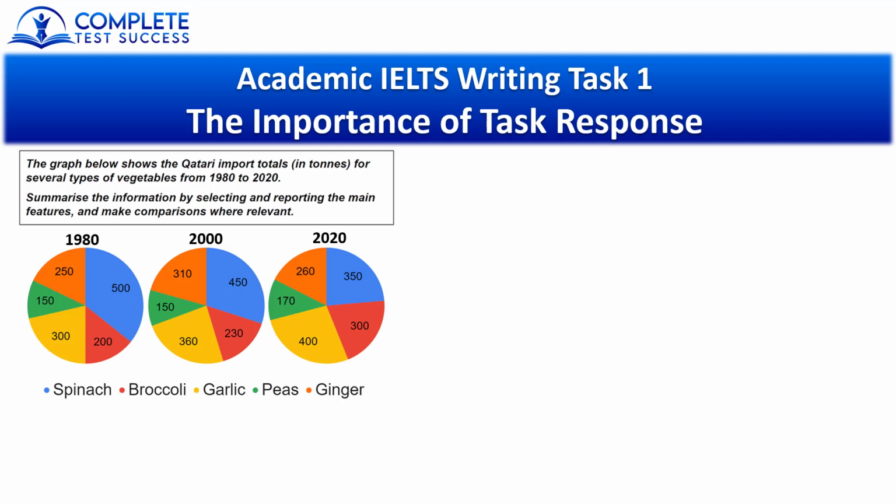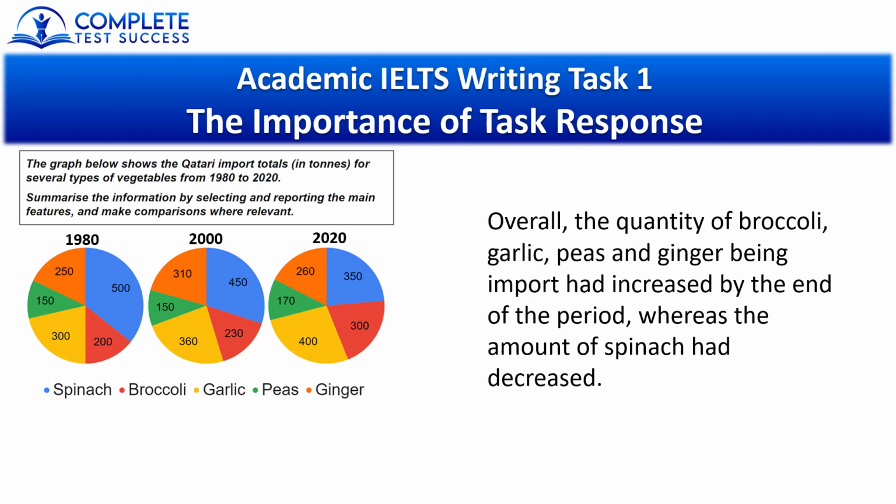So for the overview, what I just want to say is that the figure for spinach went down, and then the figures for all other categories went up. So very basic, very straightforward, but the overview will look like this.